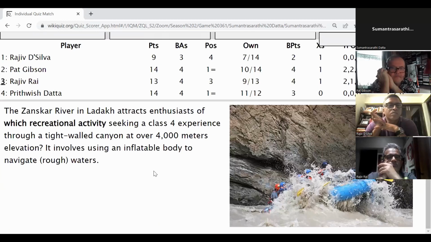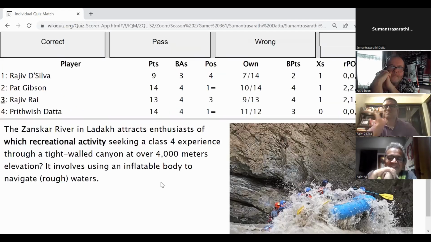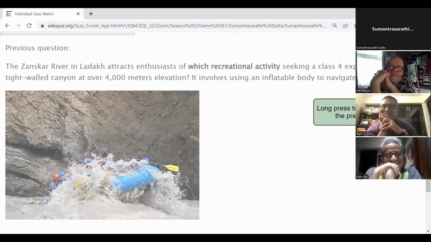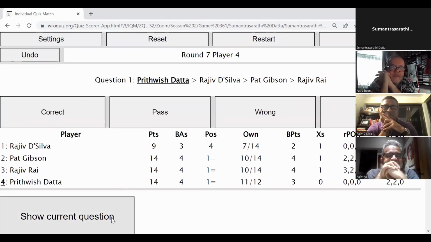The Zanskar River in Ladakh attracts enthusiasts of which recreational activity seeking a class 4 experience in a tight walled canyon of over 4,000 meters elevation? It involves using an inflatable body to navigate rough waters. I have done this, so I can answer it. Whitewater rafting. In Zanskar. I went to Zanskar once. Super. This was a nice answer. And moving on to Prithwish's direct.